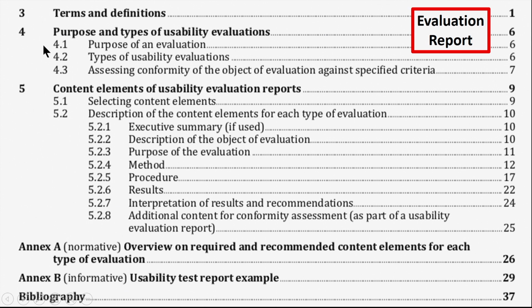So purposes and types, this is fairly brief. And then the details of what is in a usability evaluation report. The structure is pretty much what you'd expect from a report: a summary, the purpose, the methods, the procedure. And it's interesting they use the terms method and procedure as being equal rather than procedure part of method. Results, interpretation, which is really important, and then additional information to provide context. And again, some very informative appendices, which in ISO terminology are called annexes.